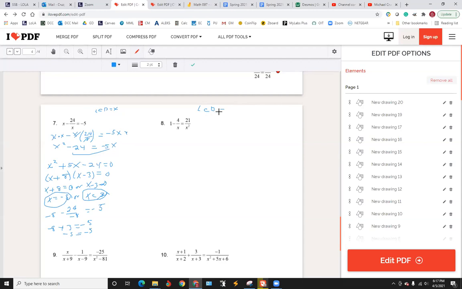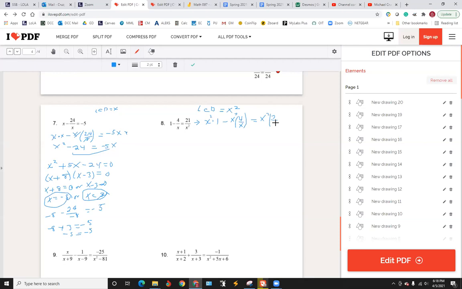So what's the LCD here? You got a choice between x and x squared. And it's got to be the x squared, because both of the terms have to fit in there. So this is x times 1, this is x times 4 over x, and this is x times, I'm sorry, this is x squared. I said it and I didn't write it.